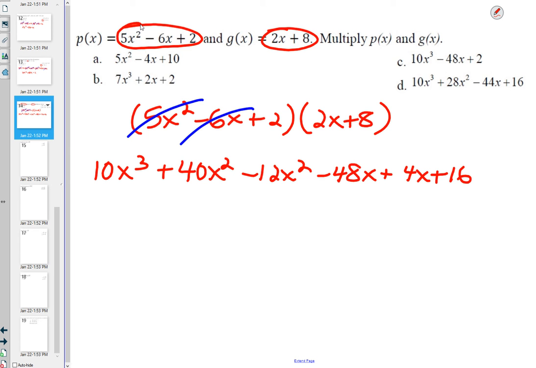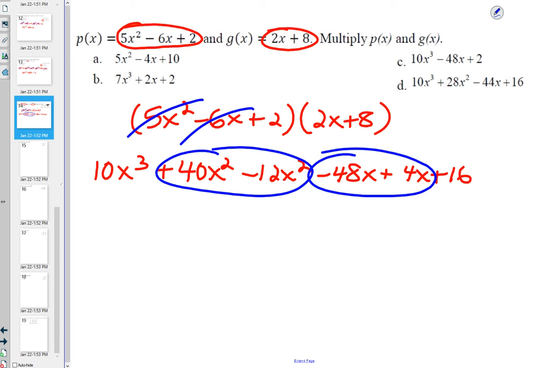How many terms should you get when you FOIL a set of polynomials? You multiply the number of terms. 3 times 2 is 6. You should end up with 6 terms, and I did. Now if I combine the ones that I like the most, that's why I call them like terms, because you have to like them. 10x to the third plus 28x squared minus 44x plus 16.